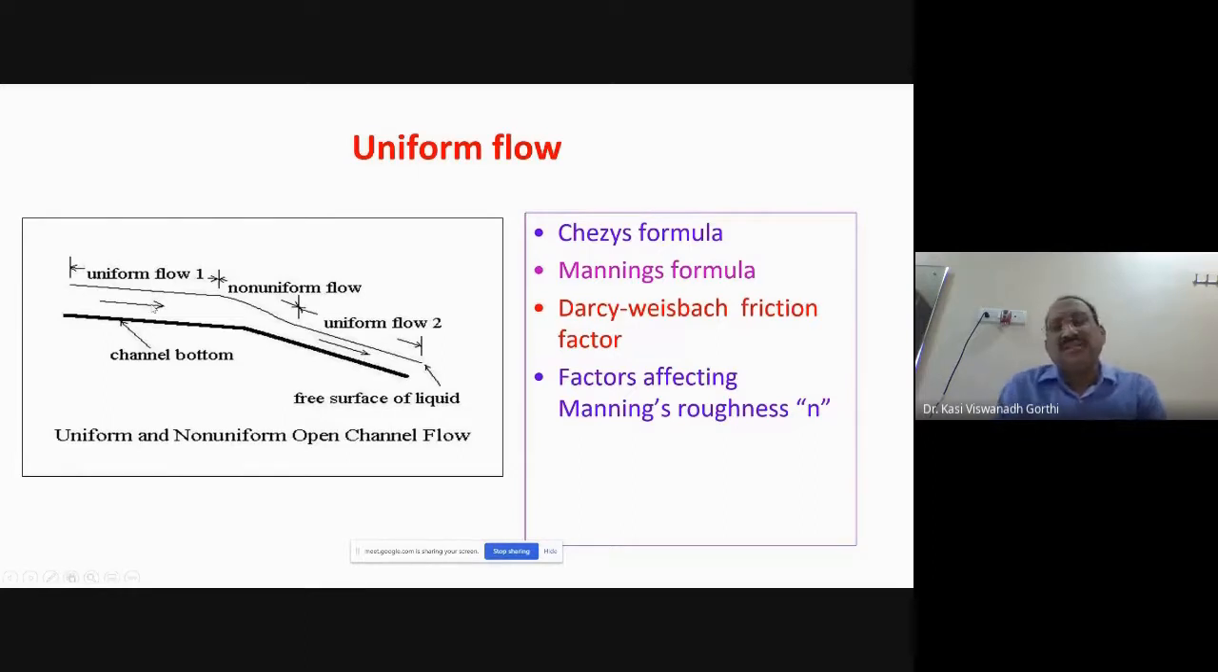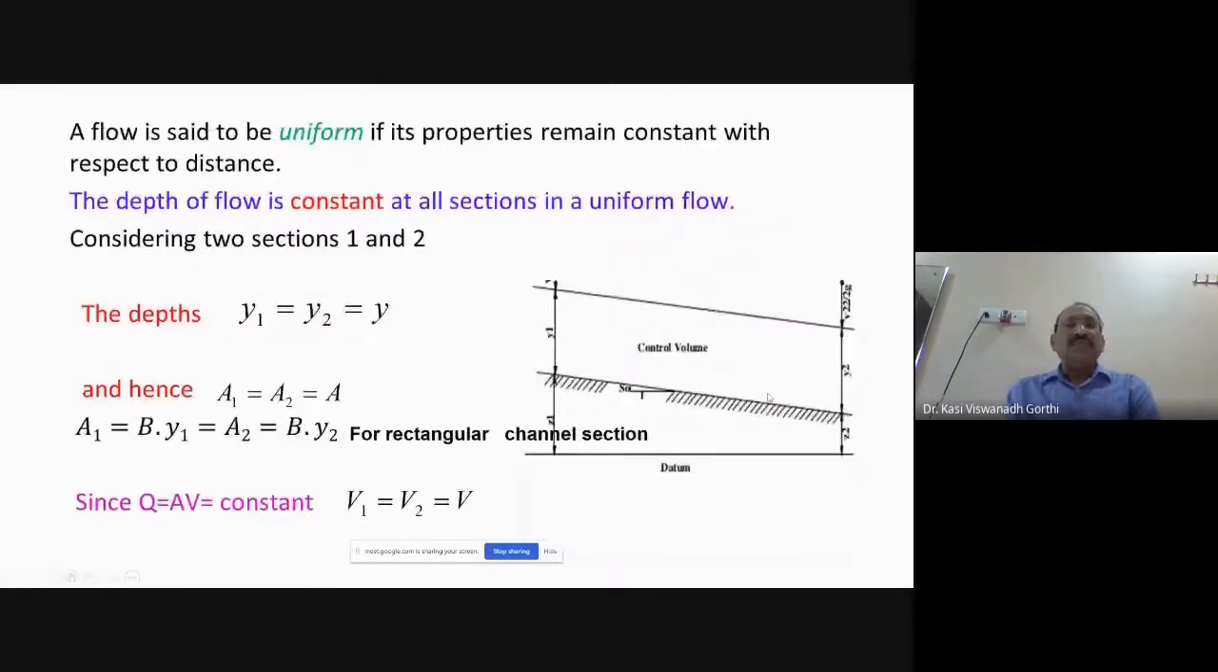Okay, so this is about the uniform flow. What are the main features of this uniform flow we are going to discuss, and what are the formulae for analyzing this uniform flow, like Chezy's formula, Manning's formula, the Darcy-Weisbach equation, the friction factor as applicable to open channel flows, and what are the various factors that would affect the Manning's roughness coefficient, which is a part of Manning's formula. So a flow is said to be uniform if its properties remain constant with respect to distance.